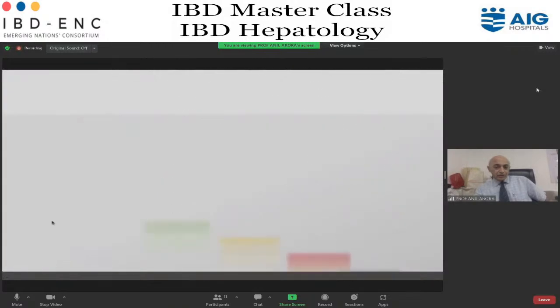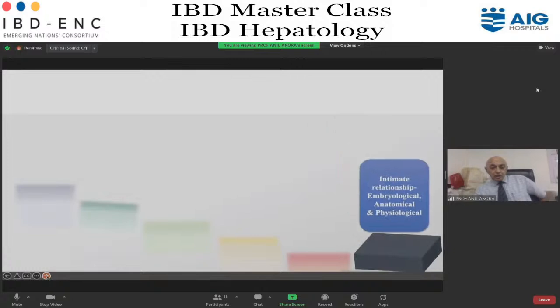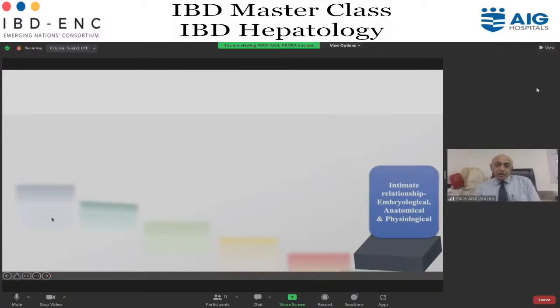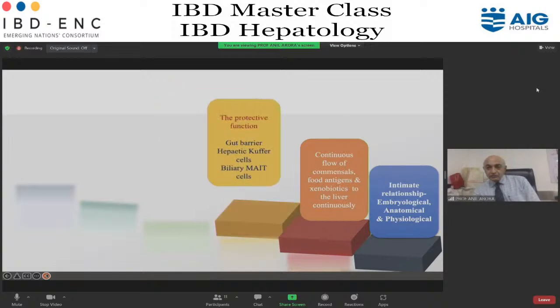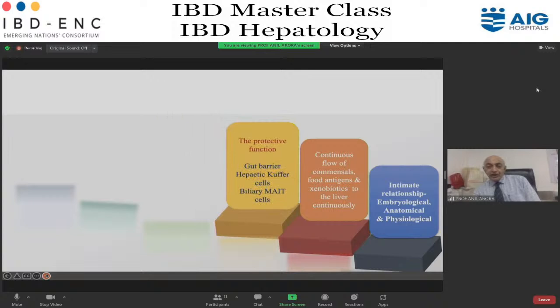And finally, ladies and gentlemen, to conclude, in patients with inflammatory bowel disease and PSC, the basic pathogenesis is that there is an intimate relationship because of the embryological, anatomical, and physiological relationship between the gut and the liver. Continuous flow of the commensals in the form of food antigen, drug, and xenobiotic leads the liver to develop tolerance. However, there is a protective mechanism against the upcoming microbiota by a three-tier defense mechanism, which is present in the gut barrier, the hepatic Kupffer cell, and the new entity called biliary mate cells.